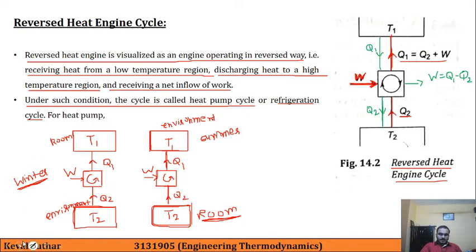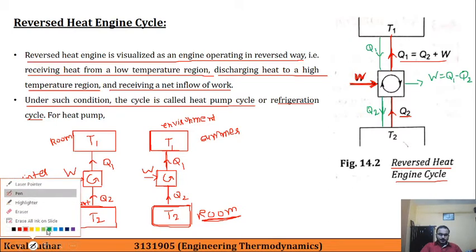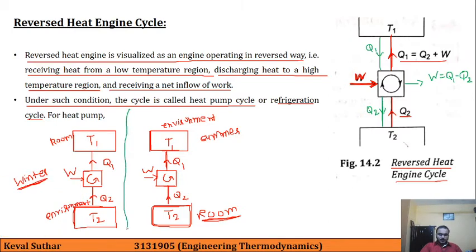So if we divide this into two things, here the left hand portion is a winter condition in which our objective is to keep the room hot, that is happening in Western countries. We require to have the room at a higher temperature. So what we do is, from the low temperature environment we extract the heat forcefully by application of work input. We can take this heat into our room. So this will be known as a heat pump.